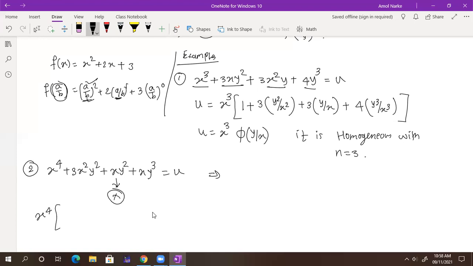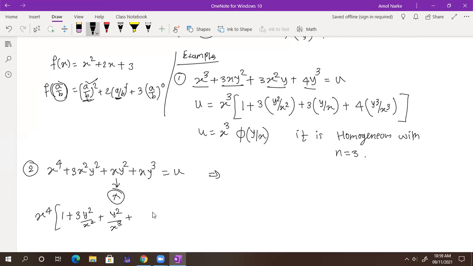So I can take x raised to 4 as a common. I will be remaining with 1 here. Here x square is already there, so I remain with y square divided by x square, plus here, x is already gone, numerator I will get y square and denominator I will get x cube. That term makes a difference, because here it is y square divided by x square, but here y square divided by x cube. So it is not in terms of y divided by x in form.